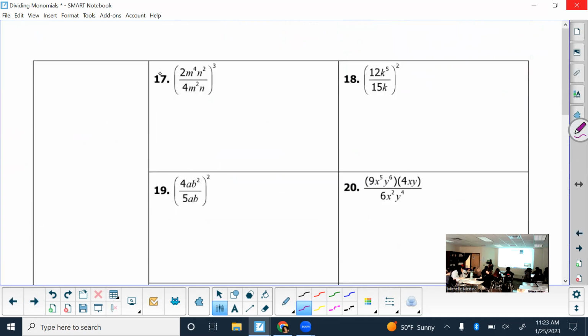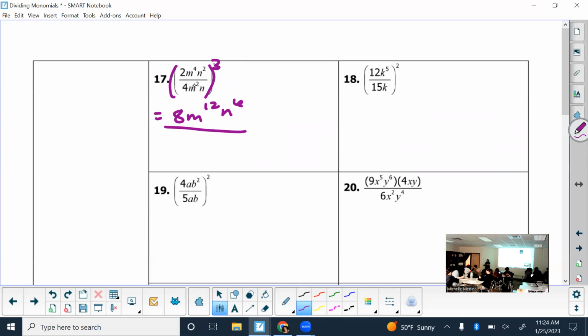This one, let's do together. So number 17, we're taking everything in the parentheses to the power of 3. So now it goes to the numerator and denominator. Every single little thing will be cubed. So what is 2 cubed? 8. And then what do I do with the exponents when it's a power to the power? So the m will be, good. The n will be, good. And you also have to do it to the denominator, around the whole thing, not just the numerator.